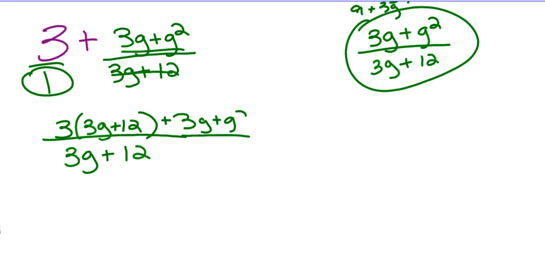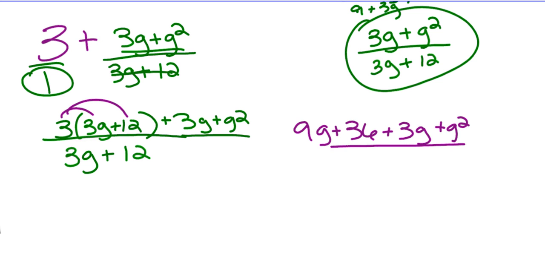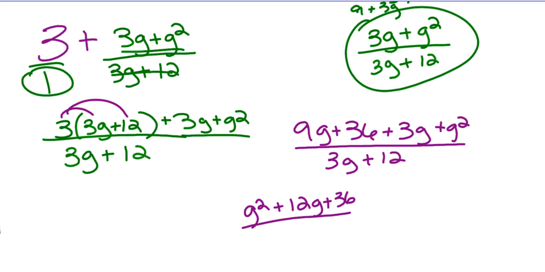3g plus g squared. As I distribute this 3, I would have 9g plus 36, and then I'll copy the rest the same, over 3g plus 12. Next, I'm going to combine like terms, so I have g squared plus 12g plus 36 divided by 3g plus 12. I try to factor, right?